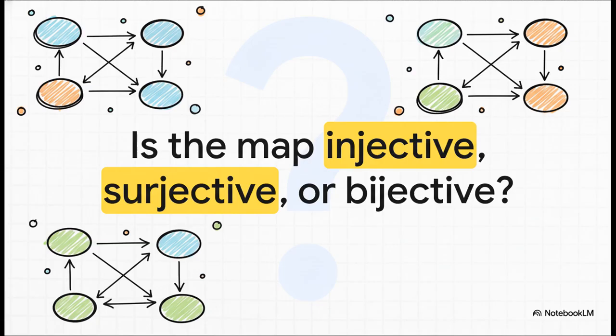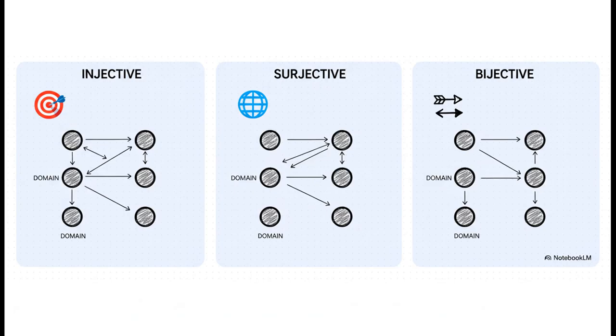Then, exercise 03 throws these words at us. Is the map injective, surjective, or bijective? Okay, these are just fancy labels to describe how our map behaves. So let's just quickly break down what they mean. And this slide makes it super clear. Injective just means it's one-to-one. No two different starting points ever land on the same destination. Simple. Surjective means that every single possible point in the destination universe is reachable. The map covers the entire target. And if a map happens to be both injective and surjective, well, that's when we call it bijective.